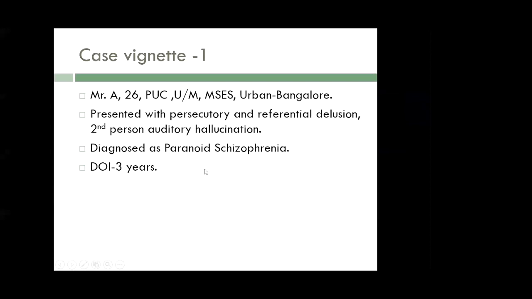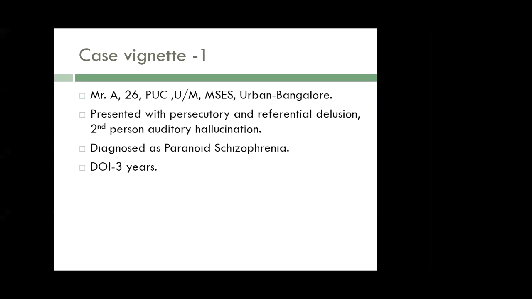Yeah, next slide. Here I'm giving you one case. It's Mr. A, 26-year-old, educated up to pre-university course, unmarried, middle socioeconomic status family, urban Bangalore. And he has presented with persecutory and referential delusion, and also second person auditory hallucination. And he is diagnosed with paranoid schizophrenia. And the duration of illness is 3 years.